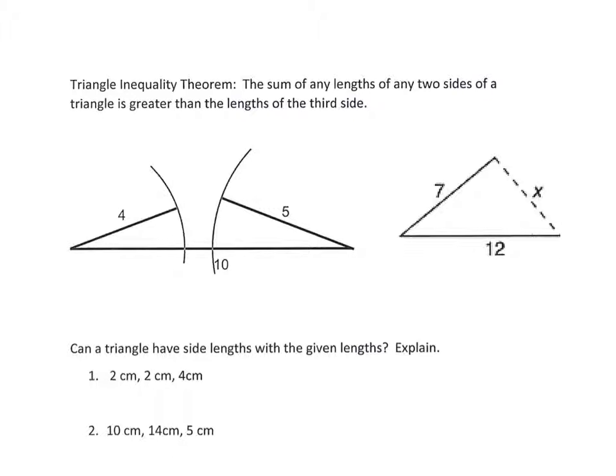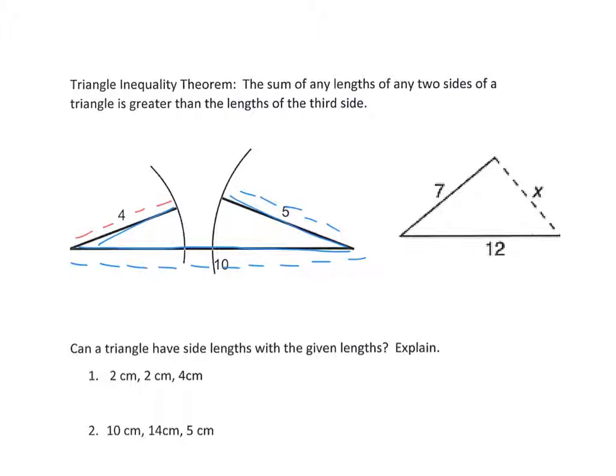The triangle inequality theorem states that the sum of the lengths of any two sides of a triangle is greater than the length of the third side. So just in this picture, there's no way that you could have sides of 10, 4, and 5. 1, 2, 3, 4, 5, 6, 7, 8, 9, 10. If you had 4 toothpicks and then 5 toothpicks, there's no way that you could form a triangle with 10 toothpicks, because it wouldn't close.